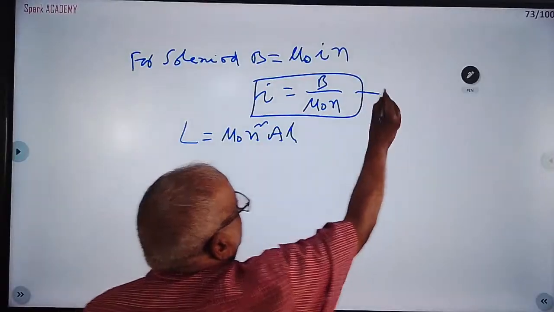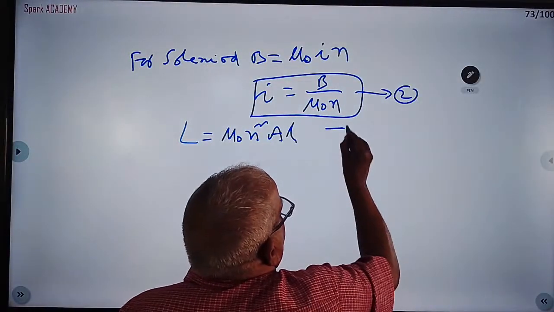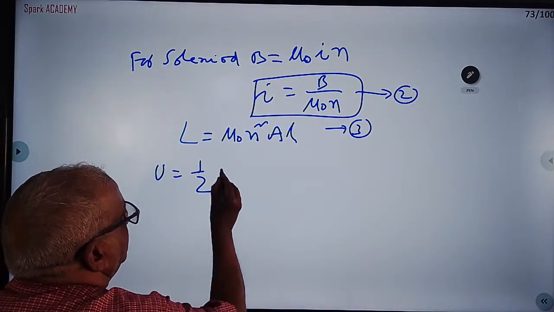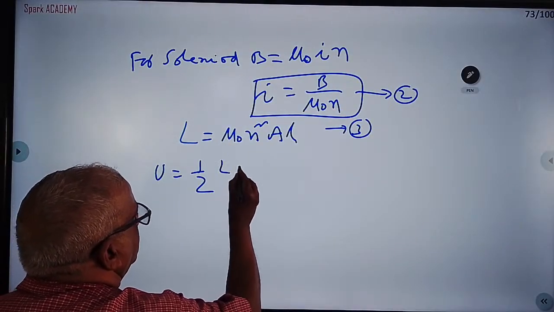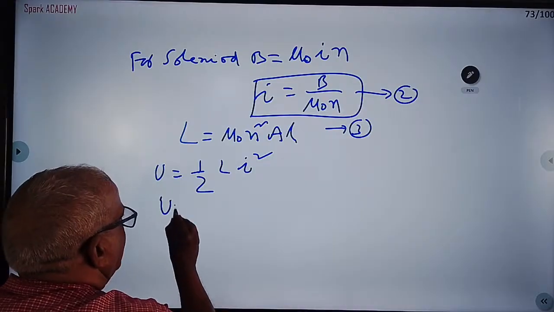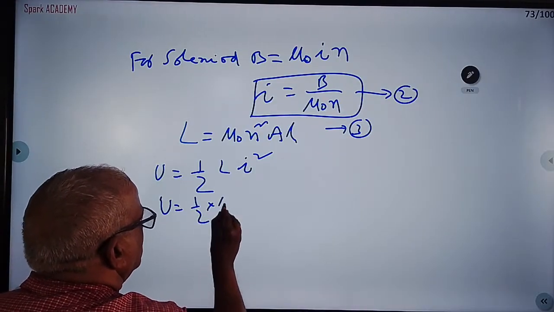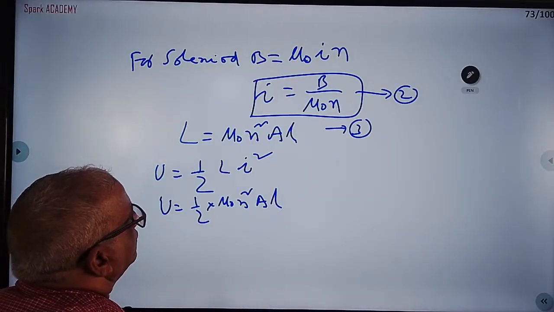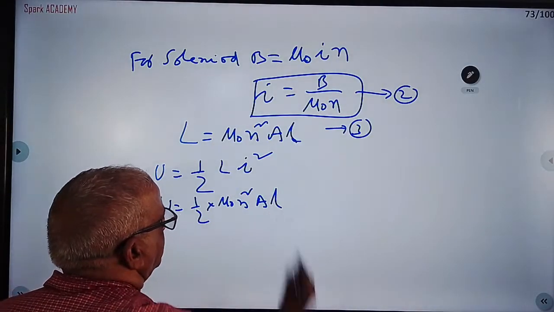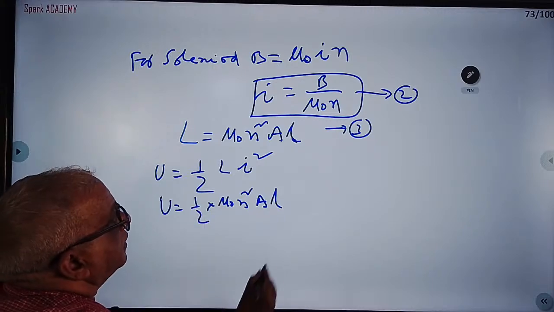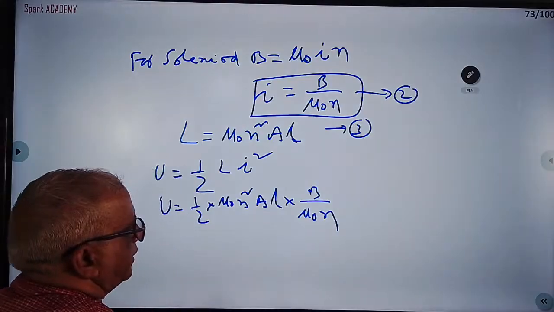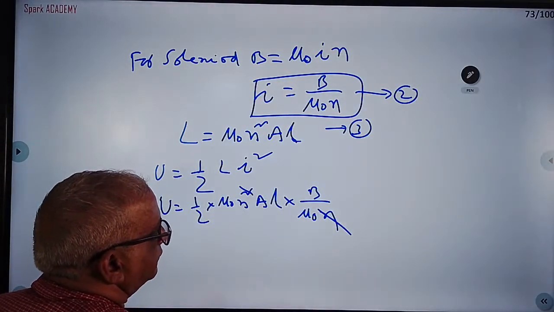These two equations, you substitute in the energy equation half L i square. What is L? L means mu0 n square A into l, where small l is the length of the conductor and capital L is the self-inductance. Into i, which is nothing but B by mu0 n. So n square gets cancelled.